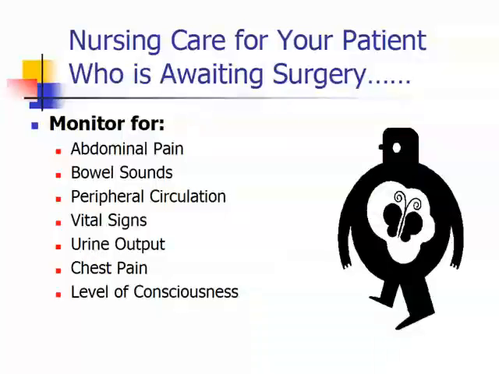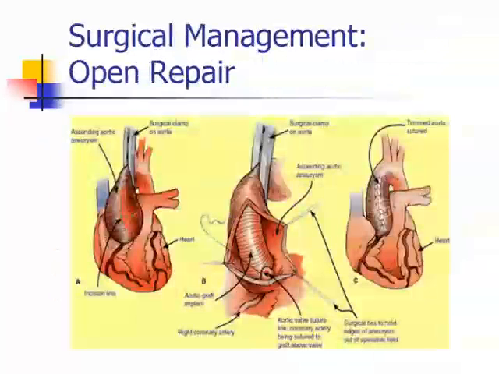Obviously, if that aneurysm blows, that patient's going to get shocky very, very quickly, and you'll start to see changes in all of the above symptoms that are listed up there. This particular slide shows surgical management of a patient that's undergoing aneurysm repair, and typically what's done is there's a graft that replaces the area where the vessel wall has become very weak.